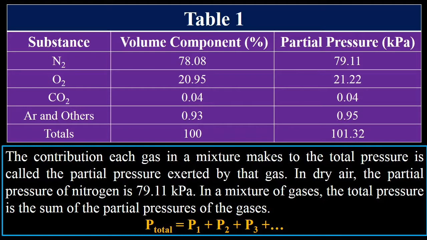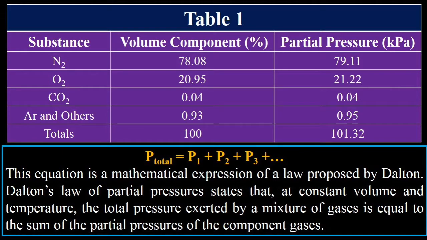The contribution each gas in a mixture makes to the total pressure is called the partial pressure exerted by that gas, or the partial pressures for short. In dry air, the partial pressure of nitrogen is 79.11 kilopascals. In a mixture of gases, the total pressure is the sum of the partial pressures of the gases. Okay, P total equals P1 plus P2 plus P3, etc.